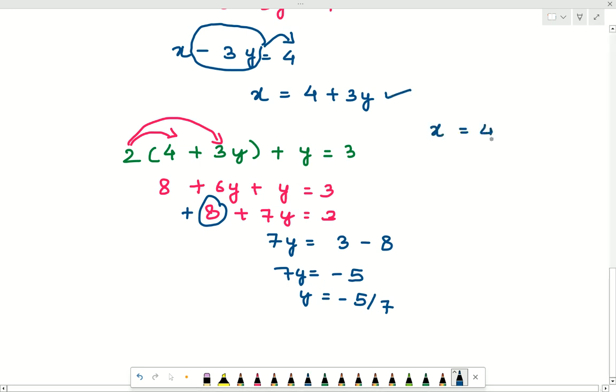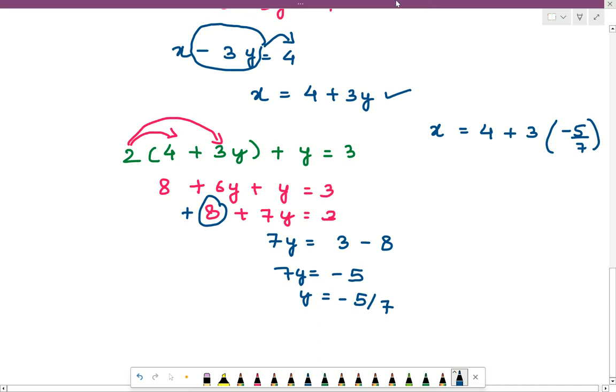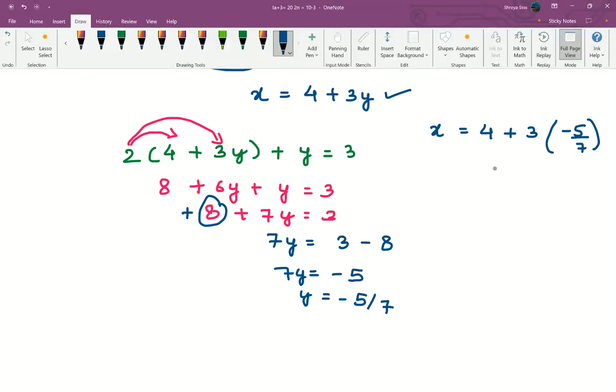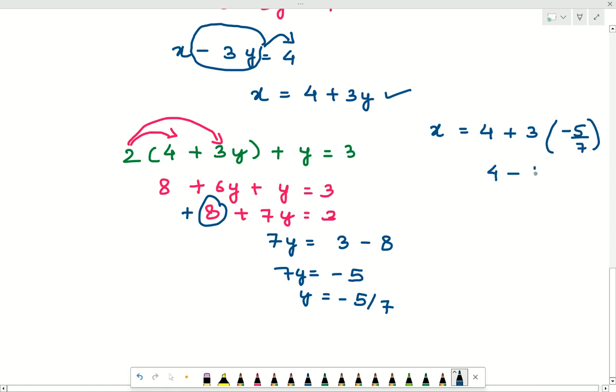So x is going to be 4 plus 3. In place of y, what we need to put? Minus 5 by 7. We just need to solve this out and we will be getting our value of x. Let me solve it for you guys. You will just multiply it, it will be 15 minus 7.